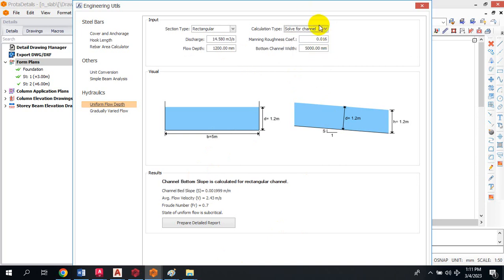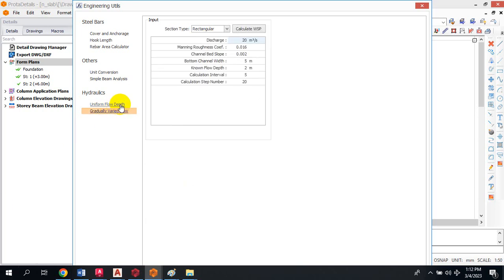Okay, so in most cases what we always look for is probably the discharge and probably the slope. If you already have an assumed depth or an assumed width of channel that you want to use, you know the depth and you know the width, so you just want to know the discharge that this particular channel cross section can carry. Or you know the discharge already, but you just want to know the cross section that can actually carry that particular discharge of water and at what particular slope. It depends on whatever kind of fluid that you are channeling. Okay, so that is that for uniform flow depth.